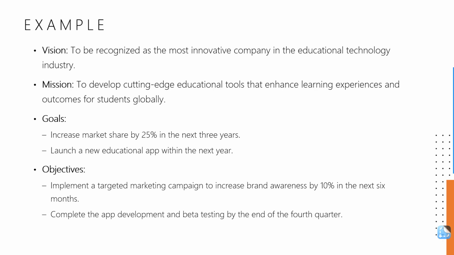So what is meant by vision? Every company has their own vision. Vision describes a long-term aspirational goal, what an organization wants to achieve in the future. Here, to be recognized as the most innovative company in the educational technology industry is a better example for vision. Then mission is the purpose of the organization's existence.